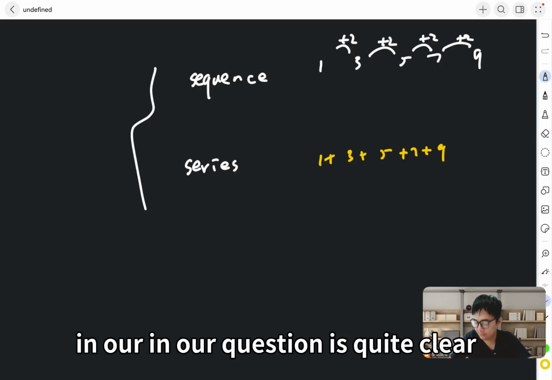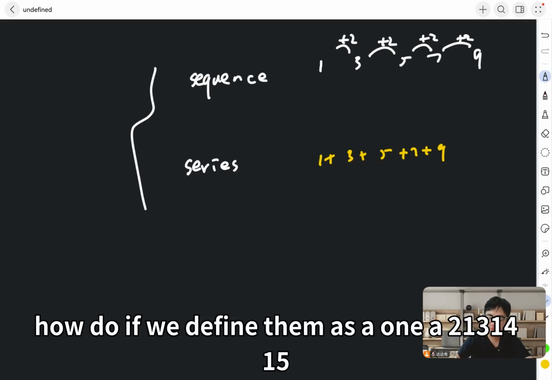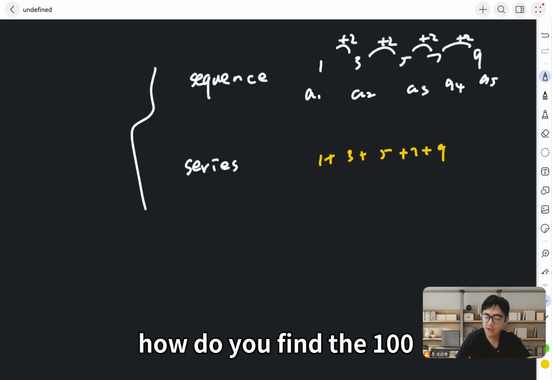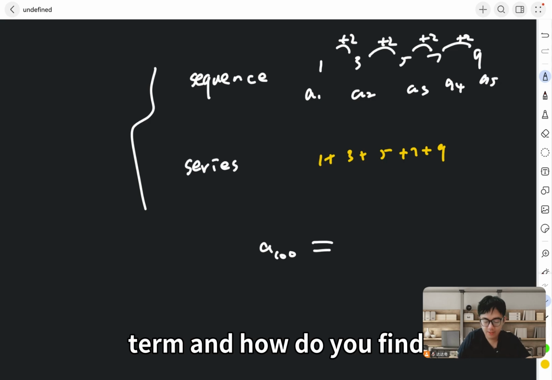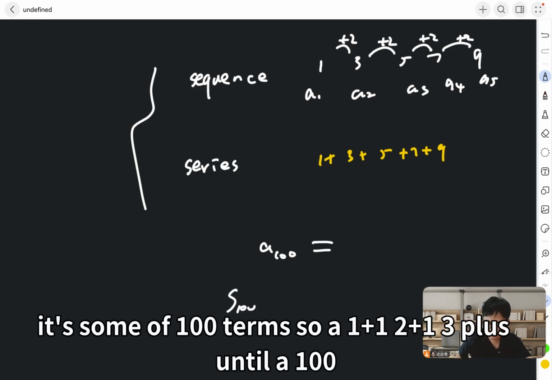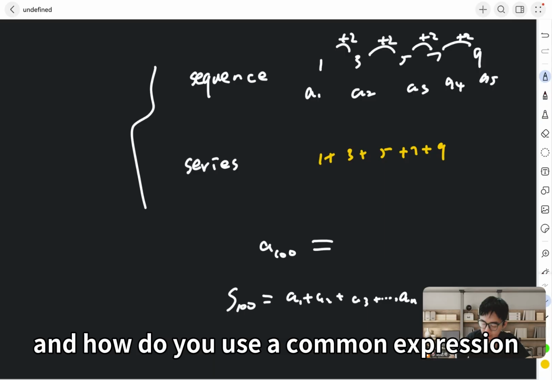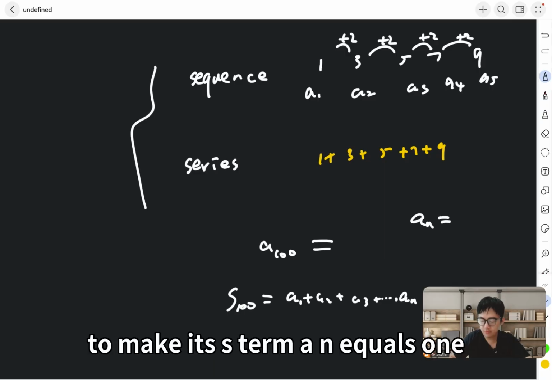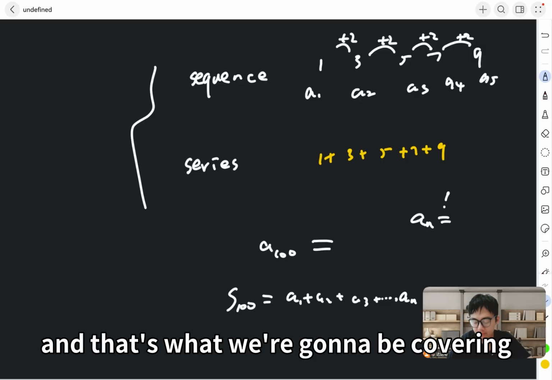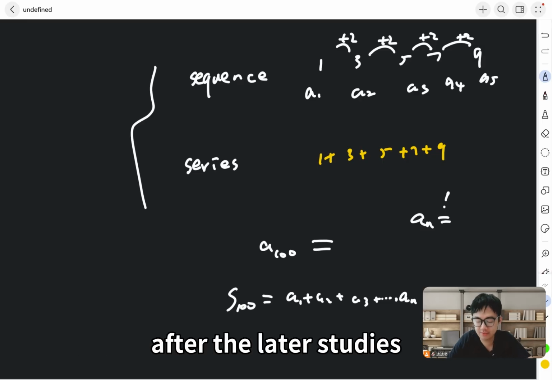And our question is quite clear. If we define them as A1, A2, A3, A4, A5, how do you find the 100th term? And how do you find the sum of 100 terms? So A1 plus A2 plus A3 until A100. And how do you use a common expression to make its nth term, an? And that's what we're going to be covering in the later studies.